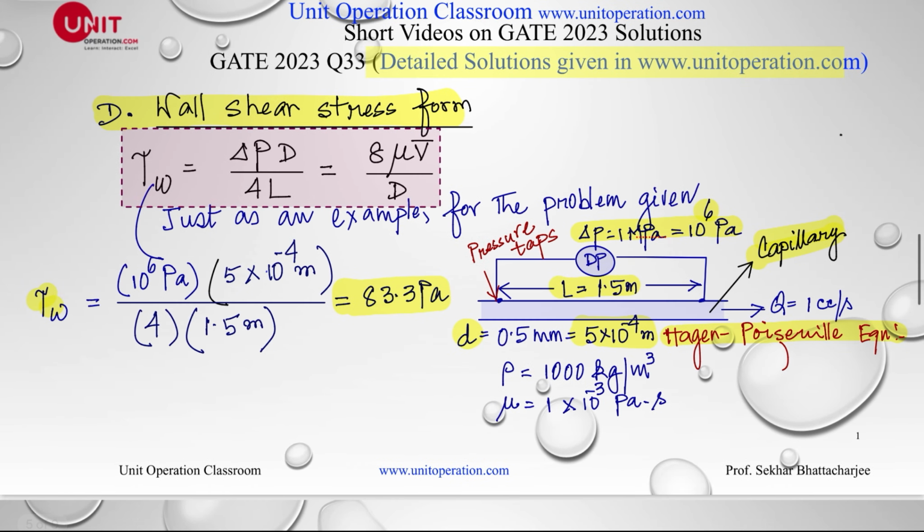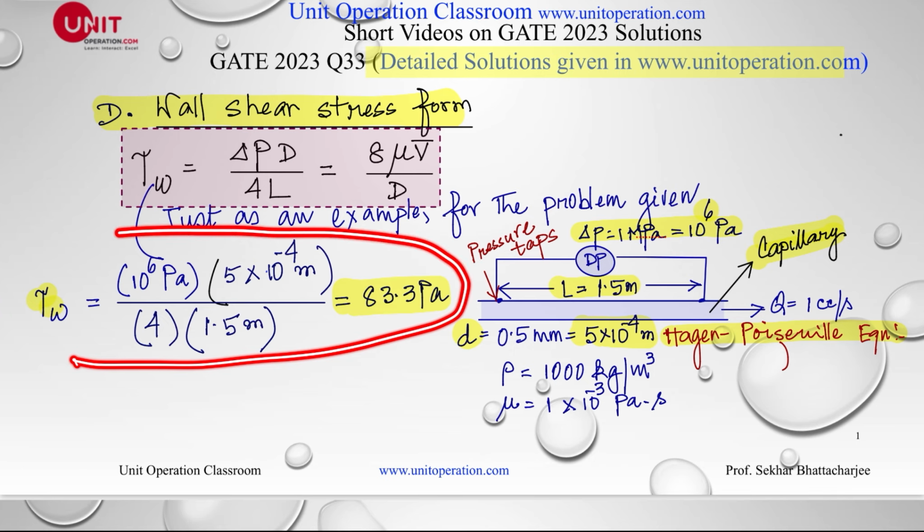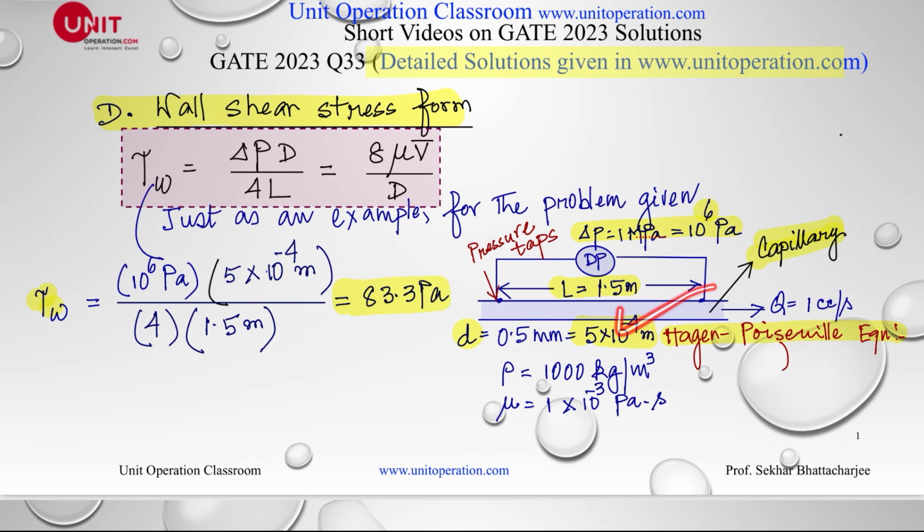Then, if you want to see the wall shear stress, this equation is also given in almost all the textbooks. This is from the momentum balance equation. We get the shear stress at the wall, and once we put the value of delta P from the previous equation, which we have shown, you get this equation right here. So just as an example, with the same problem, if you want to calculate the shear stress at the wall, that's what the shear stress at the wall is.